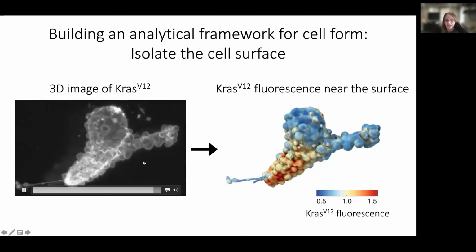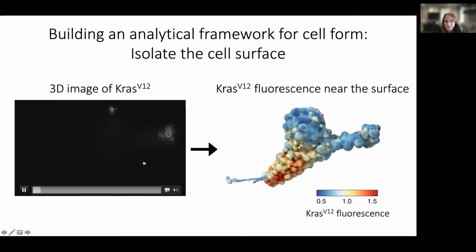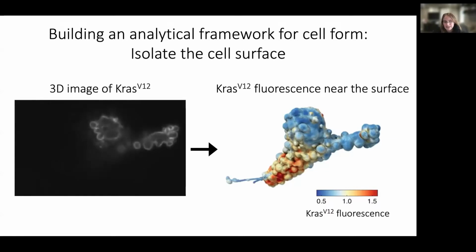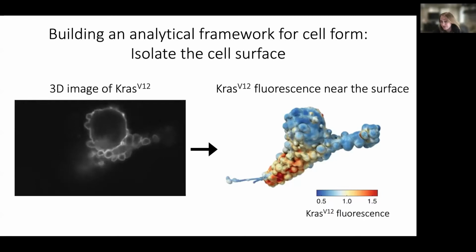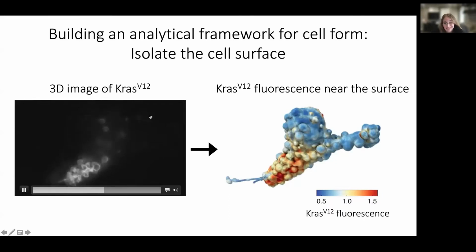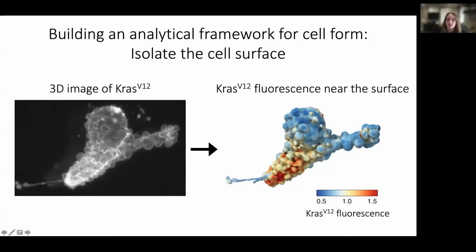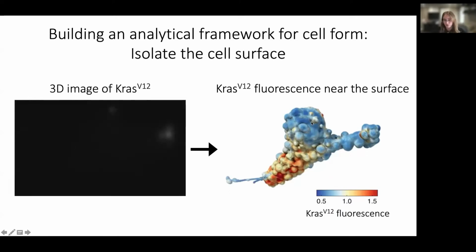Okay, and then rather than leave the intensity in image space where it's hard to access from the perspective of the mesh, we project fluorescence intensity onto the mesh, right? So here red are areas of high local KRAS V12 fluorescence, and blue are areas of low KRAS V12 fluorescence, right?